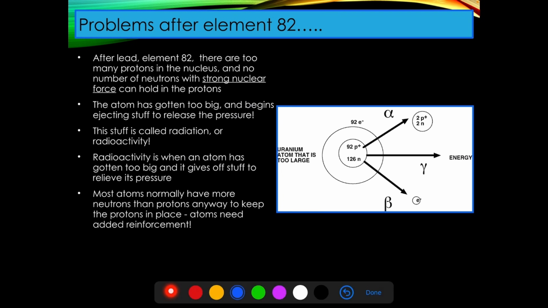You can think about it like blowing air into a balloon. That balloon's going to get bigger and bigger until it reaches a point where you can't fit any more air in there and it's going to pop. For atoms, if you fit too many protons and neutrons inside your atom, it's going to start releasing radiation. So we have that alpha radiation that we talked about earlier. You have gamma, beta. Again, we'll talk about radiation later on. The big idea here is that the strong nuclear force breaks down at element 82 for reactivity.